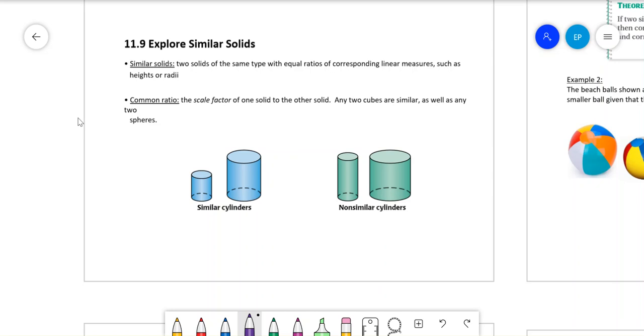Similar cylinders mean they grow at the same rate. They have the corresponding ratio of radii to height, or radii to radii, or height to height. Non-similar cylinders: their heights are the same, and even though their radii might have a ratio, their heights are the same, so they are not growing at the same speed.